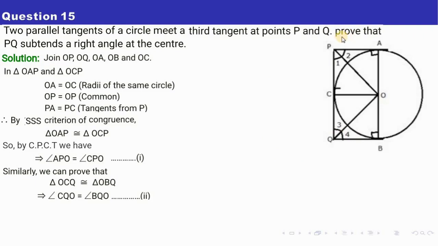Now what is our aim? Let us have a look at the question first. So we need to prove that PQ subtends a right angle at the center. So PQ means this tangent, right?